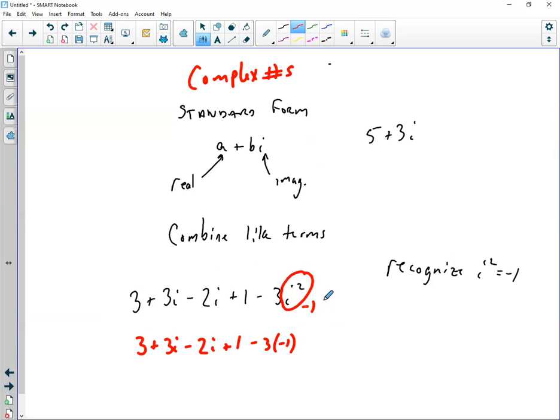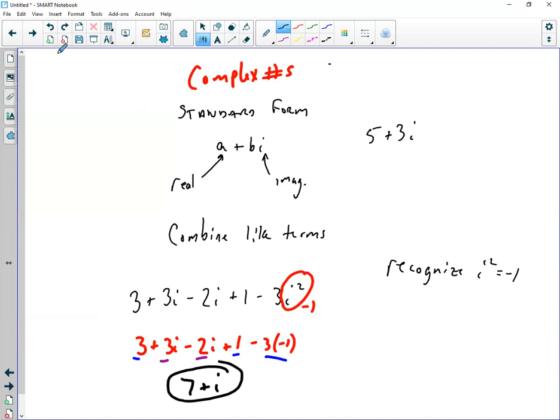This is now completely just combining like terms. You can even think of these i value things as x's. So you can think of it as an x term and just combine them like normal. I'm going to underline my real parts, and I'm going to underline the imaginary parts in a different color, and I'm just going to combine those things. So this will simplify down to 3 plus 1 is 4, and then -3 times -1 is +3. So 3 plus 1 plus 3 is 7. And then 3i minus 2i is just 1i, so I would put plus i. So that's how complex numbers simplify and break down. Okay? Any questions that you guys can think about with that?